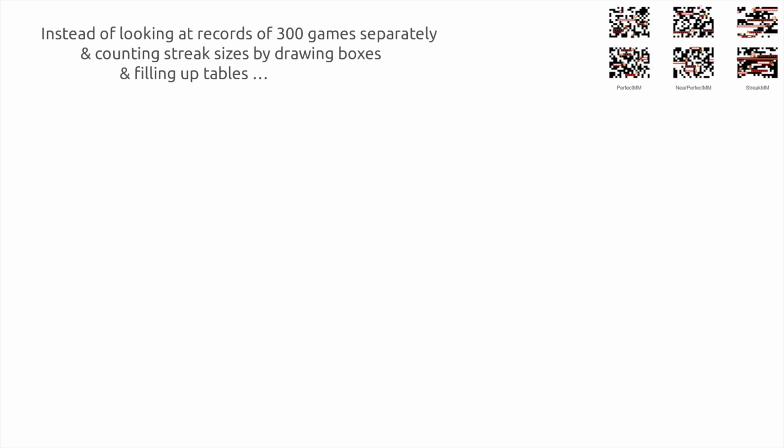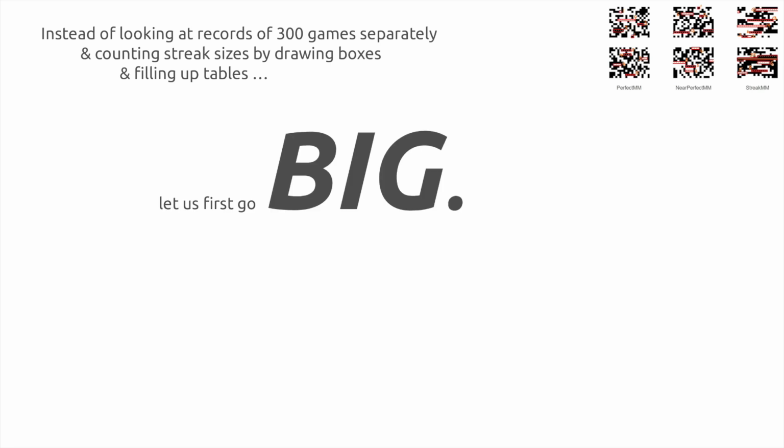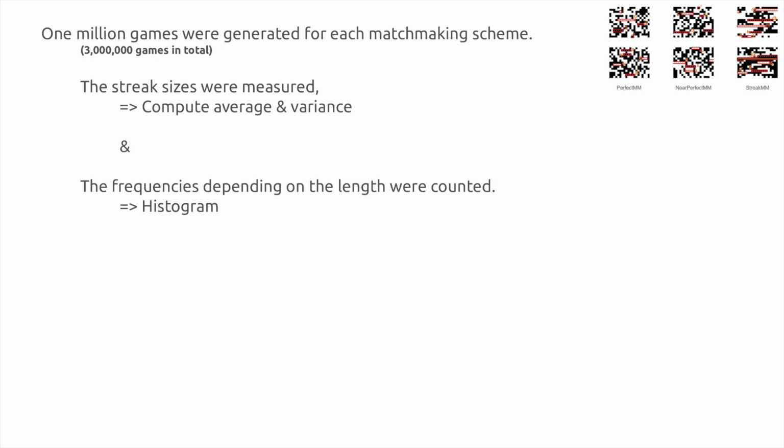Instead of looking at records of 300 games separately and counting streak sizes by drawing boxes and filling up tables, let us first go big. 1 million games were generated for each matchmaking scheme, 3 million games in total. The streak sizes were measured so that the average and the variance could be computed, and the frequencies depending on the length were counted so that a histogram could be drawn.